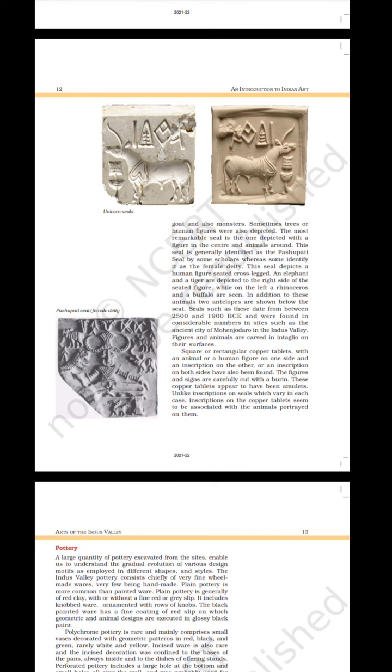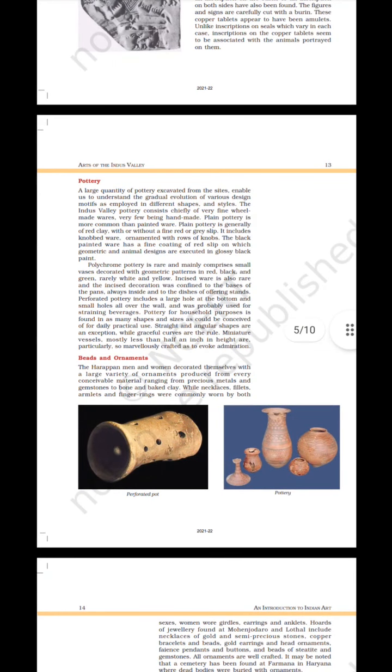Unicorn seals and Pashupati seal, female deity. Take a look at these figures. Perforated pottery.